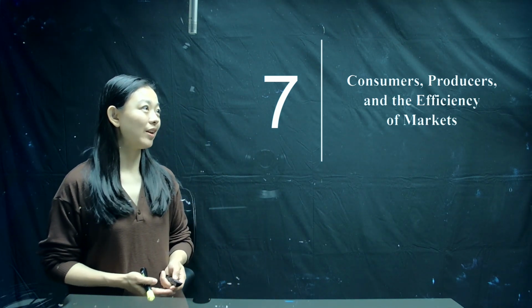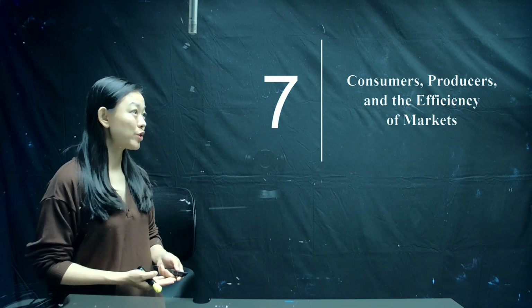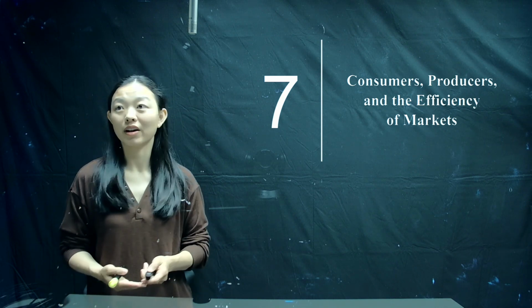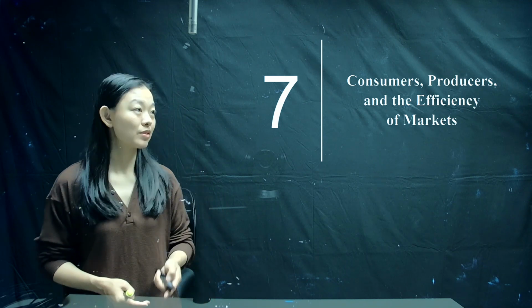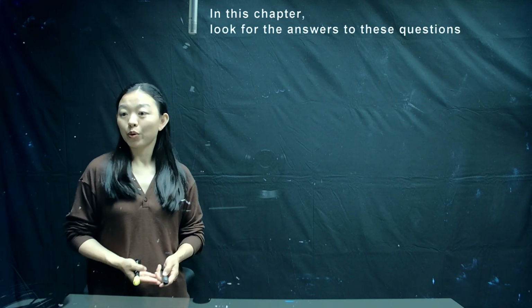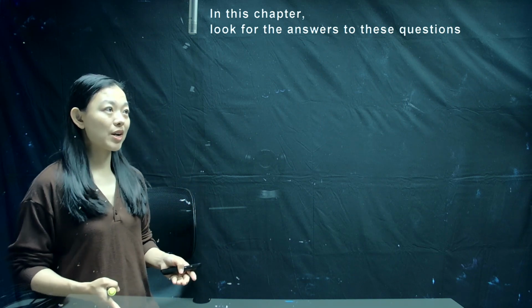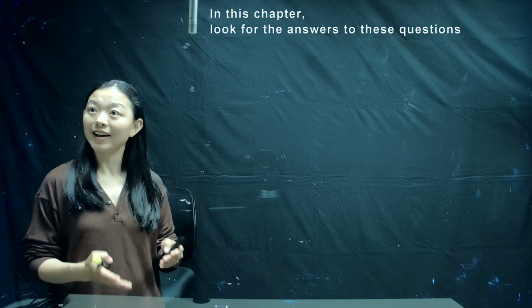Okay, so chapter 7 talks about consumers, producers and the efficiency of markets. Actually, this chapter is part of welfare economics. Now first let's see what we will learn in this chapter. In this chapter, we have three questions to try to find answers to.